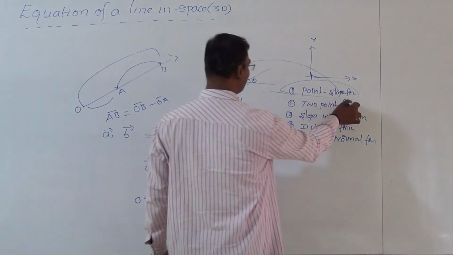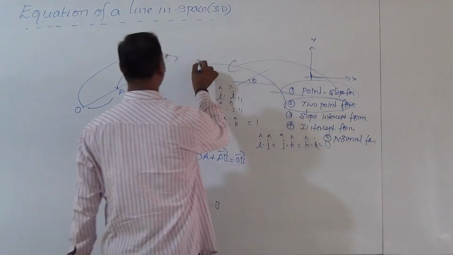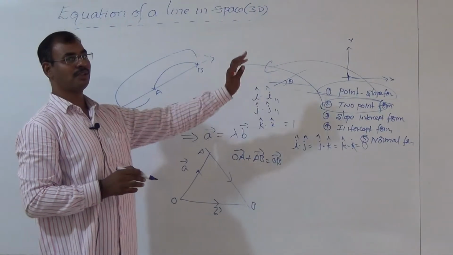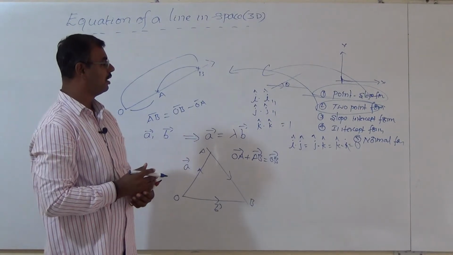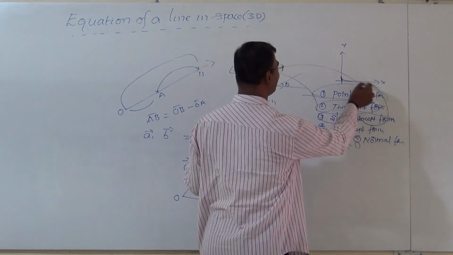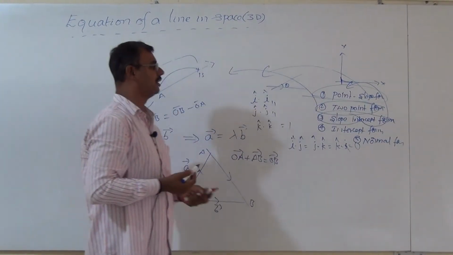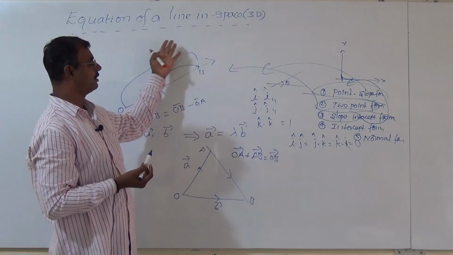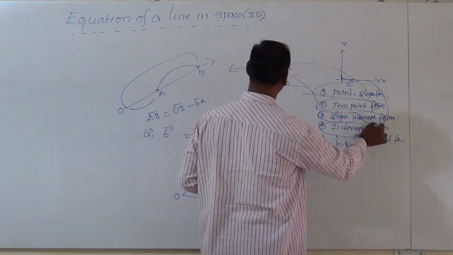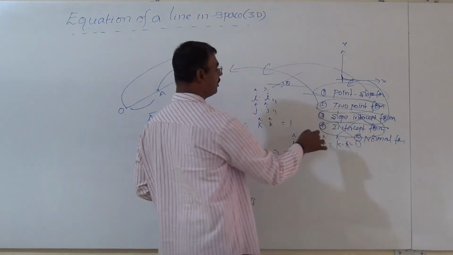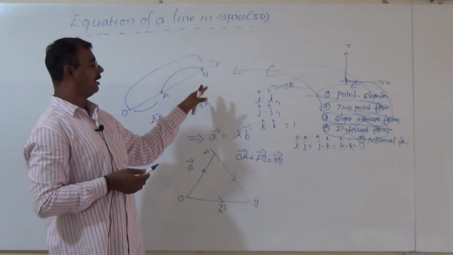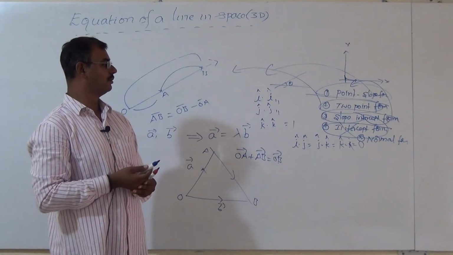Next is the two-point form. That is the equation of a line in space passing through two points. Next, the third one, slope-intercept form. Slope-intercept is nothing but point-slope form, so no need to find it here. Intercept form in two dimensions we know, but in 3D it is not defined, not applicable.